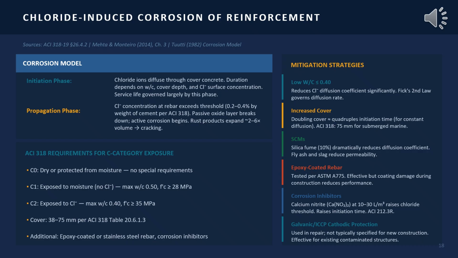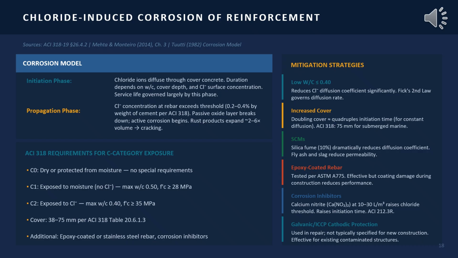For the design engineer, ACI code requires a maximum water cement ratio of 0.4 for C2 exposure, minimum cover of 38 to 75 mm depending on member type, and permits the use of epoxy coated rebar, stainless steel rebar, or calcium nitrate corrosion inhibitors as supplementary measures.